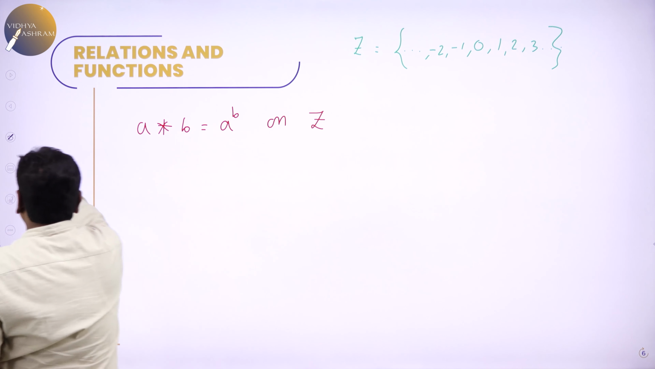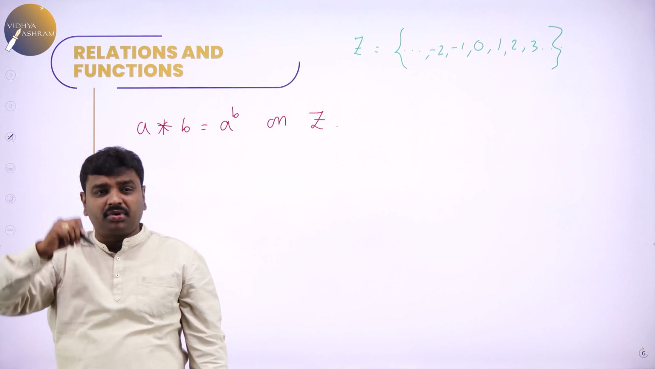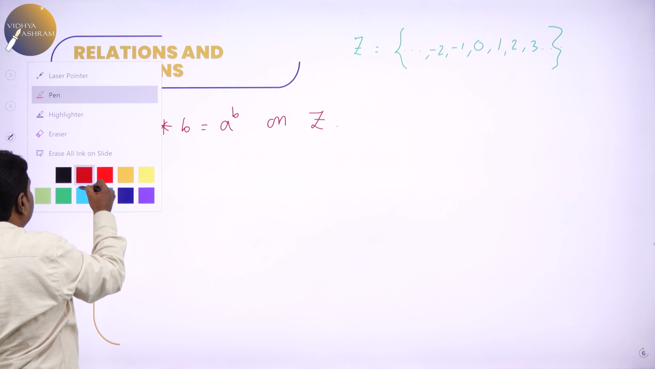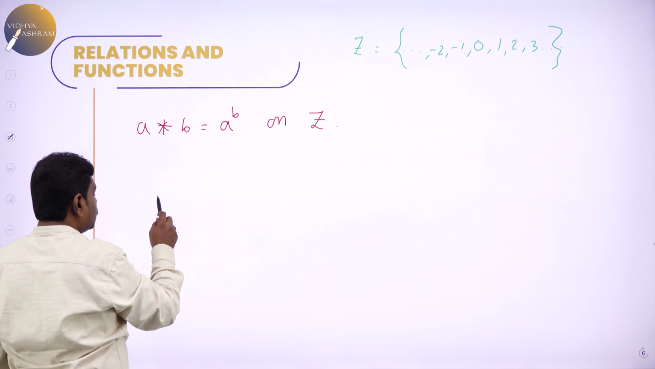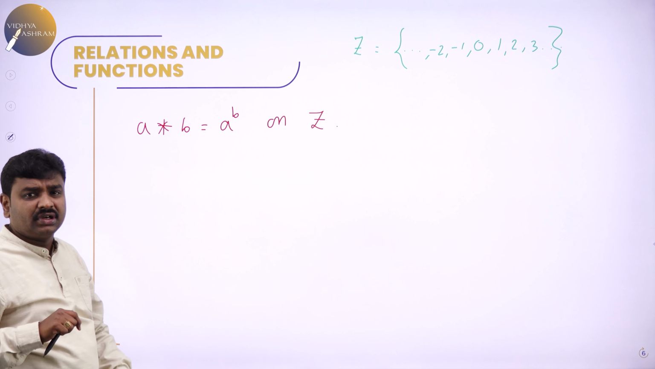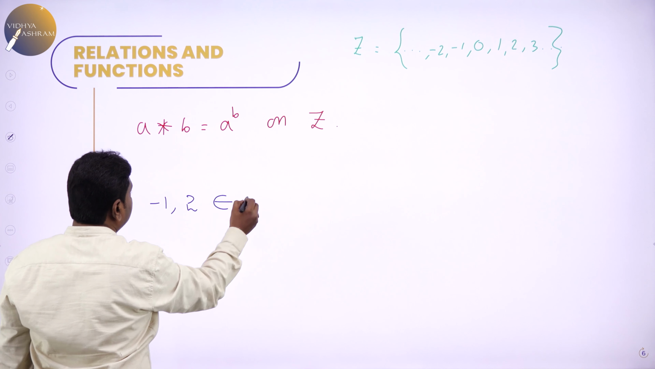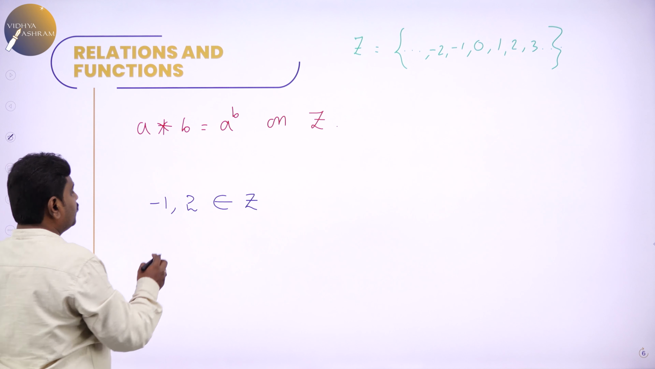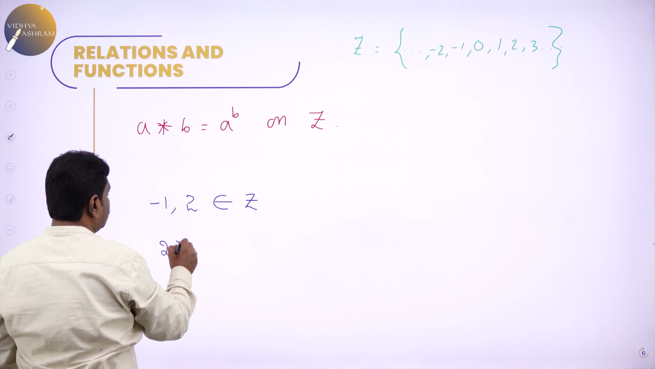Now I need to check whether it is a binary operation. Suppose this is the question: A star B is A power B, we should check whether it is a binary operation on Z. Z means the set of integers. Now, A power B on R plus was binary. Let me take two numbers, one positive and one negative, because they told us integers. Can I take -1 comma 2 belongs to Z? Do you agree? Is -1 an integer? 2 is also an integer. I will perform 2 star -1.